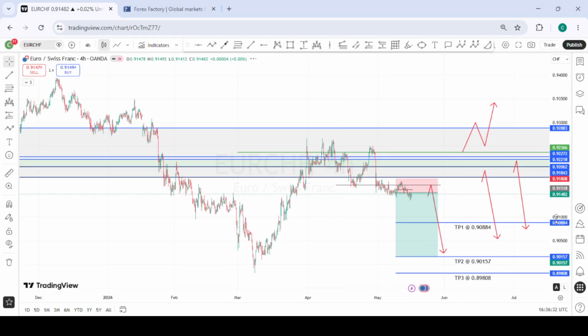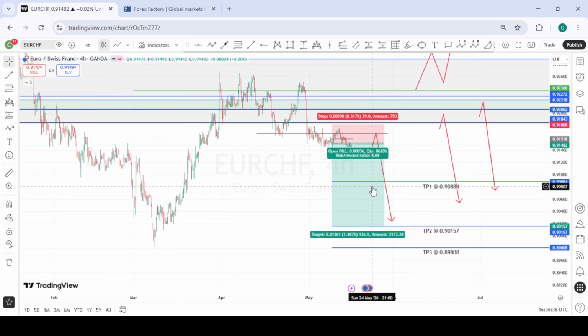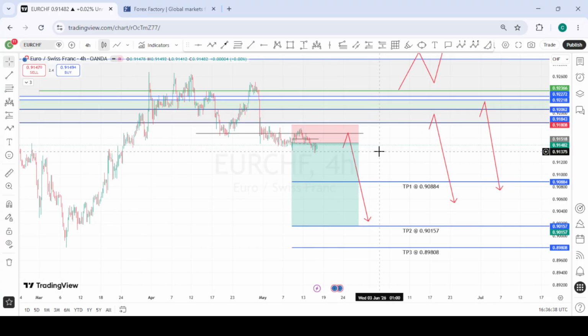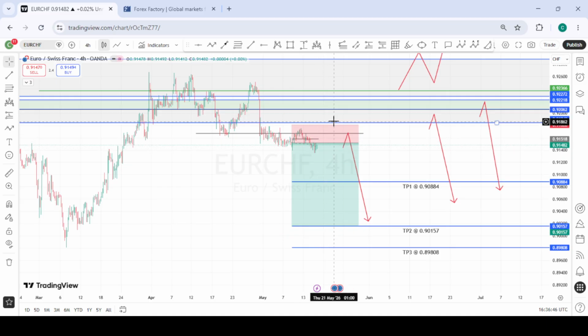These are the various targets we have for EURCHF. So we can be looking out for more selling opportunities to the downside. Notwithstanding, this move can also fail, and still price can find its way to pull back into these areas of interest that we have been waiting for a very long time, and still give us the selling opportunities from here to the downside. So we are just going to be patient to see how price develops.